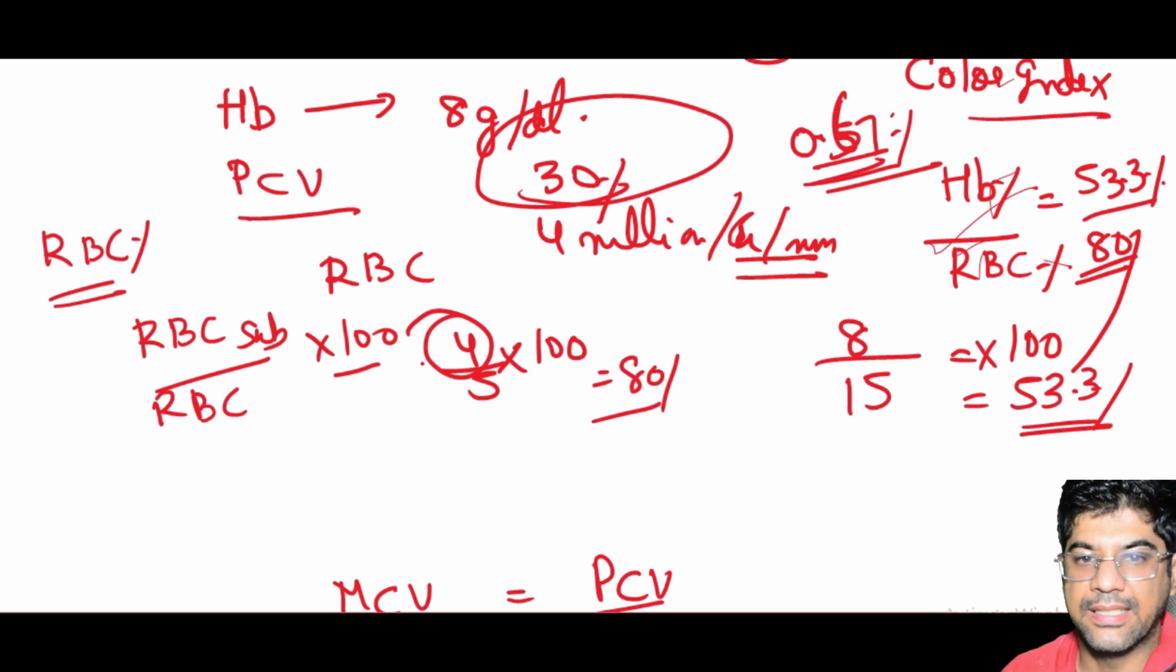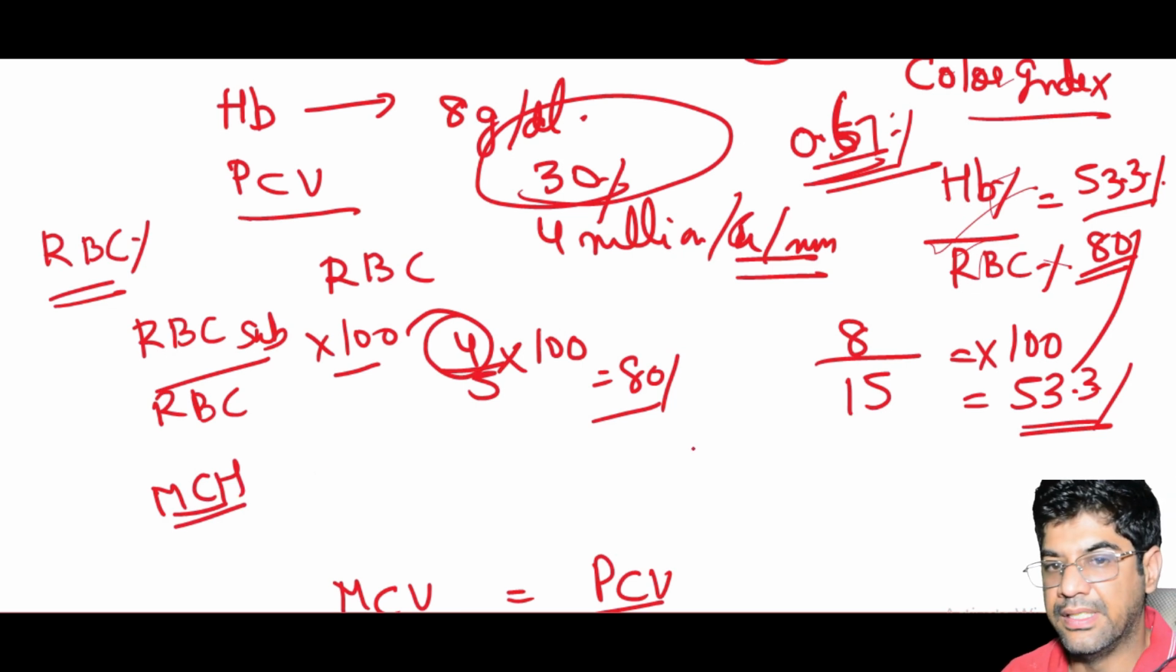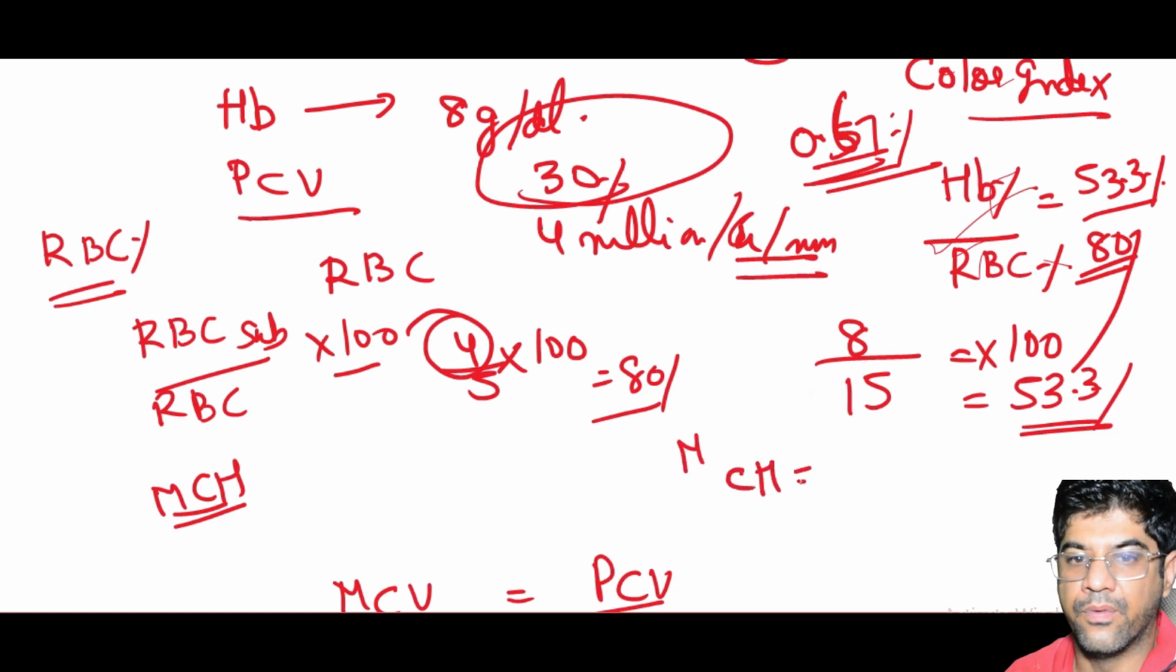And MCH, it is calculated by hemoglobin in gram per 1000 ml of blood divided by RBC count. So MCH is equal to 80 by 4 is equal to 20 picogram.